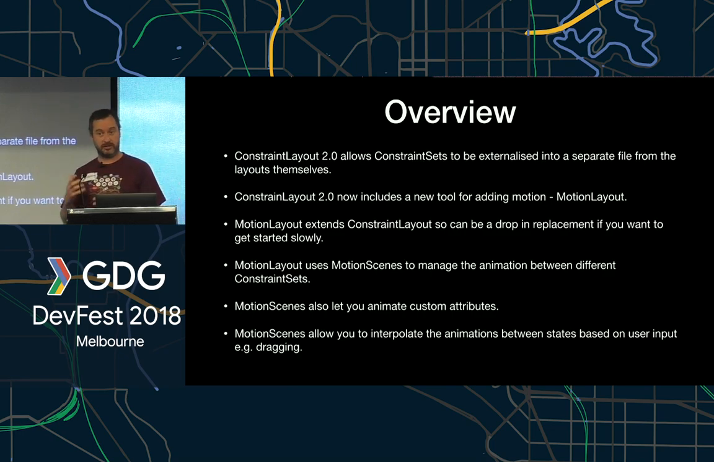MotionLayout uses something called a motion scene to capture the transitions between the 2 states and the constraints that are needed to define that, and any keyframes. We'll talk about keyframes as well. And you can also animate custom attributes, so you can have colors changing from one thing to another, and we'll look at that as well today.